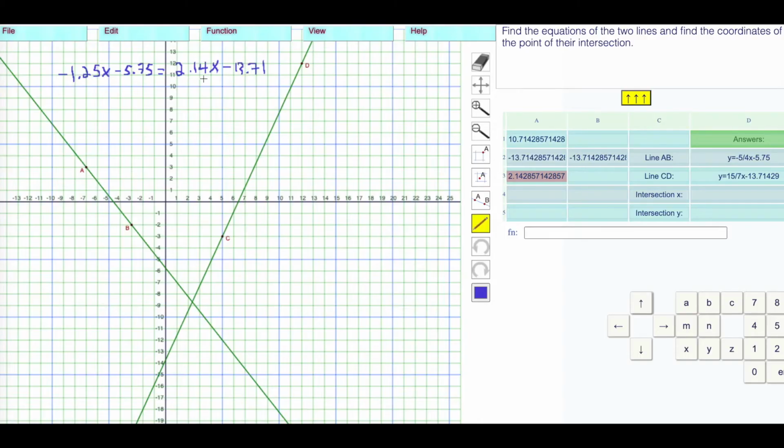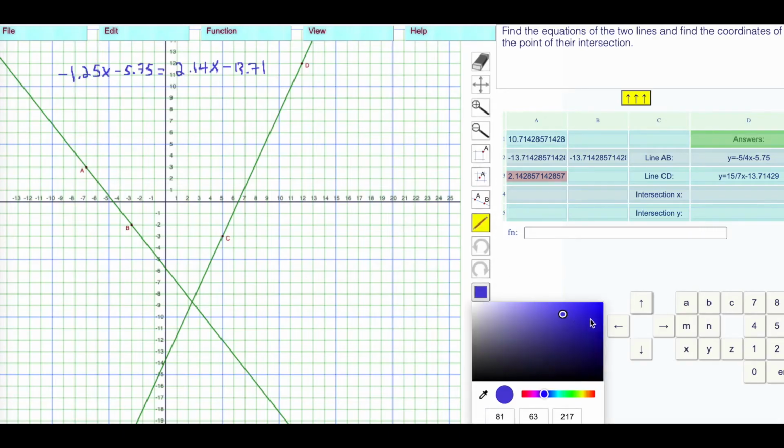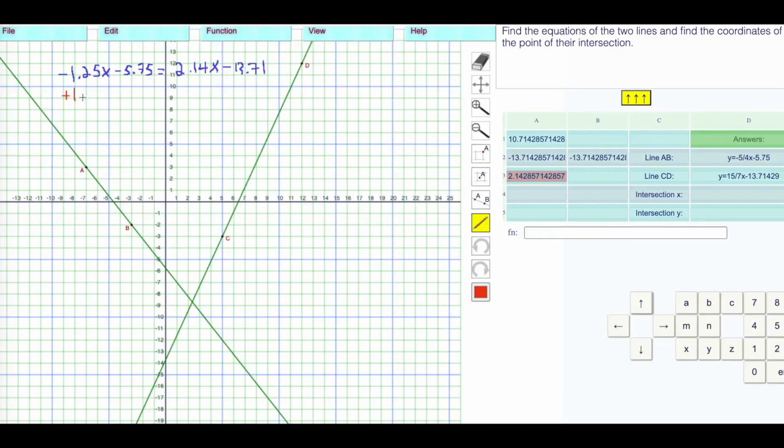I want to get all my x's on one side. I have more x's here, so it's going to be slightly easier just to add 1.25x to both sides, to get rid of it from the left-hand side, then add 1.25x to this side. Then I want to get rid of the negative 13.71 from this side. I'm going to add 13.71 to both sides. That will give me negative 5.75. See, I want to add the 13.71, but it's negative, so I'm going to take away the negative to get it to be positive. I get 7.95.